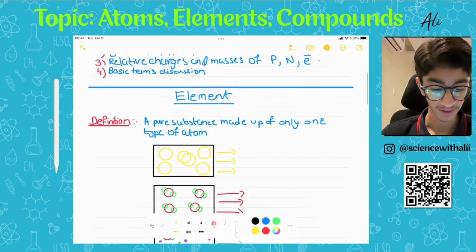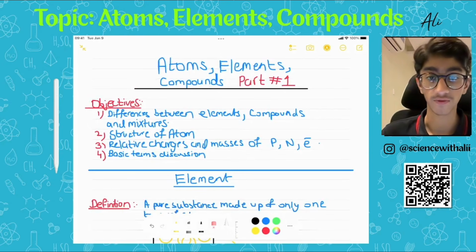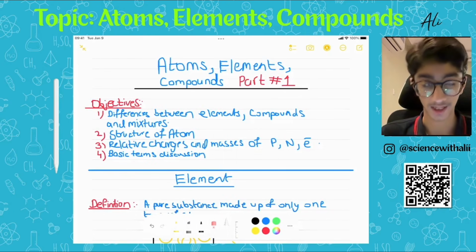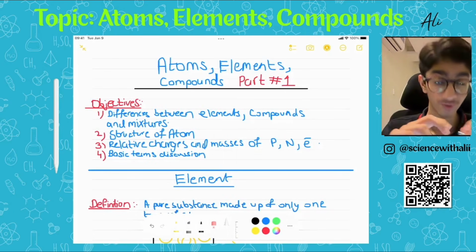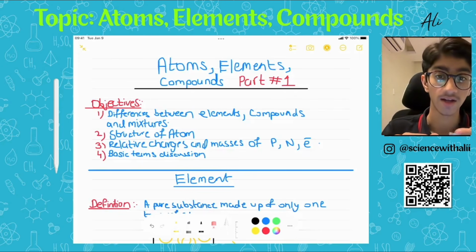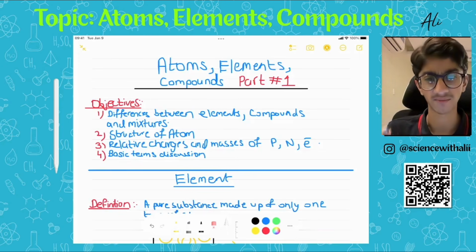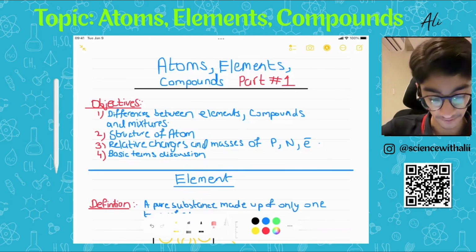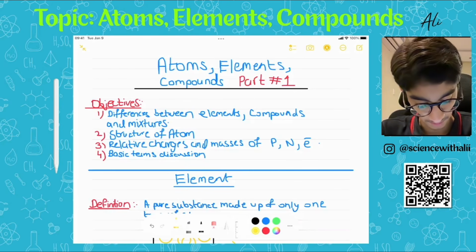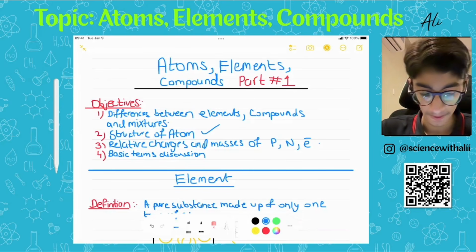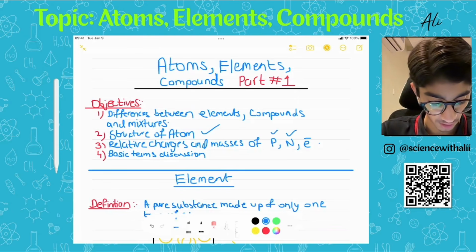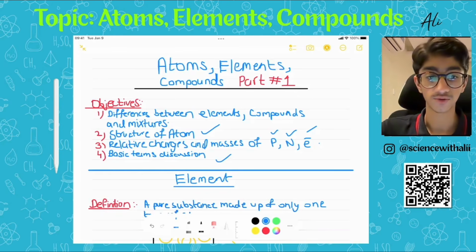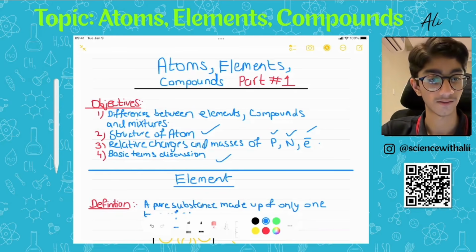So in today's video we're going to be taking a look at chapter 2 of our Cambridge O-level syllabus, which is elements, atoms and compounds. Now this chapter is particularly a very confusing chapter because it contains various topics such as bonding, atom configuration, structure of an atom, etc. But in today's class we'll be taking a look at the differences between elements, compounds and mixtures, their structures, the relative charges of the protons, neutrons and electrons, and we're going to be discussing some basic terms. So let's get started with the class.